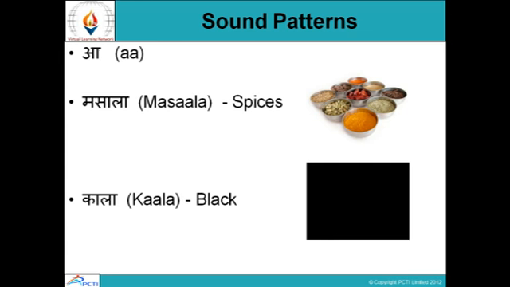Next word is kala. Kala is what? Black. The color black, color of sophistication, complexity. It's a color of mourning sometimes. So the color black is called kala.